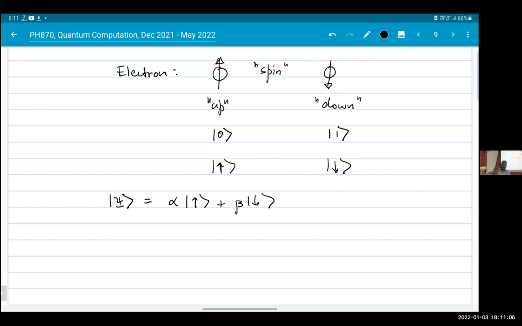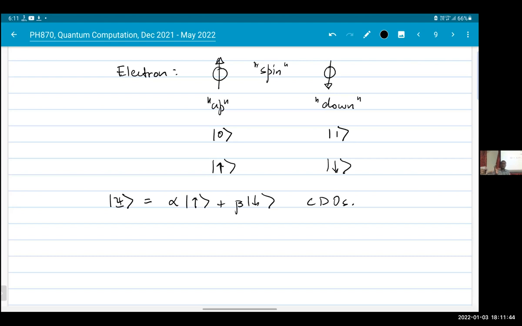So when I perform a measurement on this object, I'll only get two answers. I'll get either up or down, zero or one. No other answers. And these are my classically distinguishable outcomes, CDOs. This is a terminology that I have invented. I've not seen it in any other place. I'm not going to write that down because it's too long.